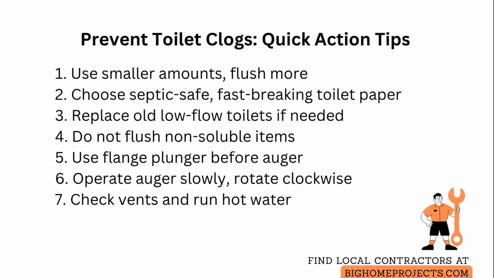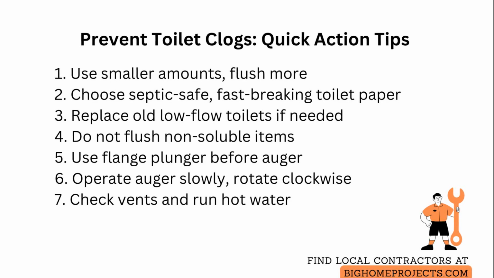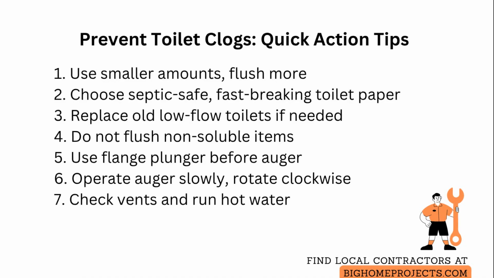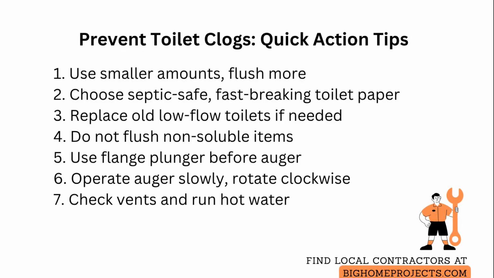If you suspect a downstream pipe restriction, use a flange plunger first to create good pressure, then a plumbing auger with a cable no larger than the toilet drain to avoid damaging the porcelain. Insert slowly, rotate clockwise, and withdraw in short pulls to avoid tearing the trap seal.